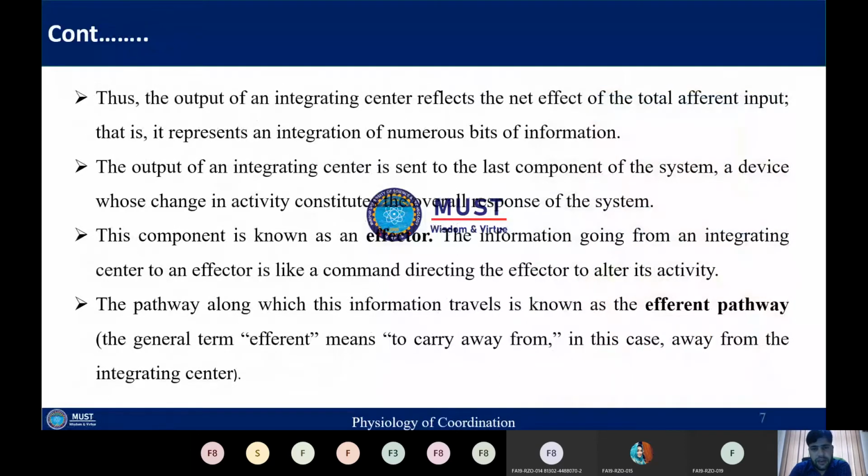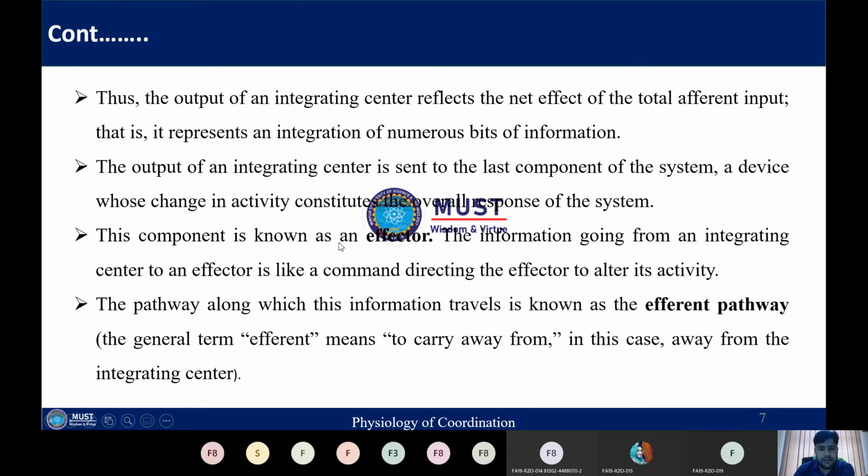The output of an integrating center will produce the net effect of the total afferent input. It is basically an integration of numerous pieces of information received by our integrating center from different types of receptor cells. That information will be integrated, and a coordinated response will be produced by our effector. So the output of an integrating center is sent to the last component of the system. As I have told you, the last component of the homeostatic control system is the effector, and that last component will produce the response of the system.